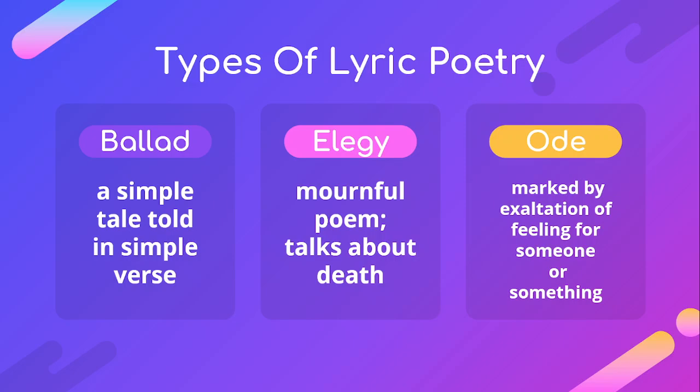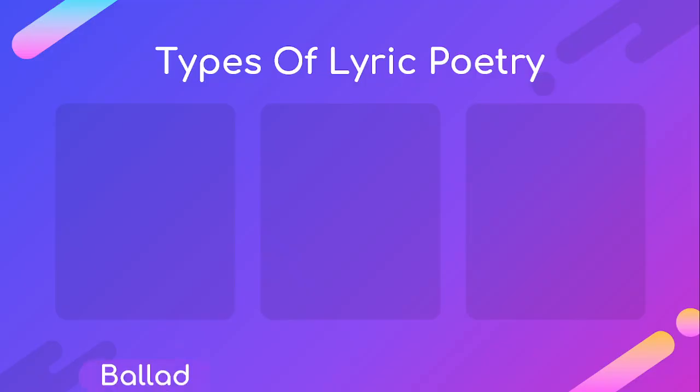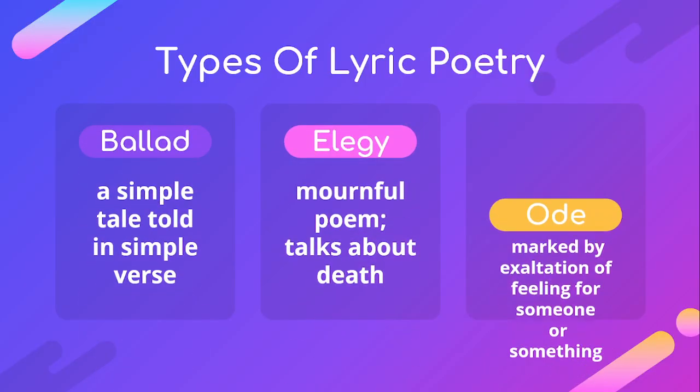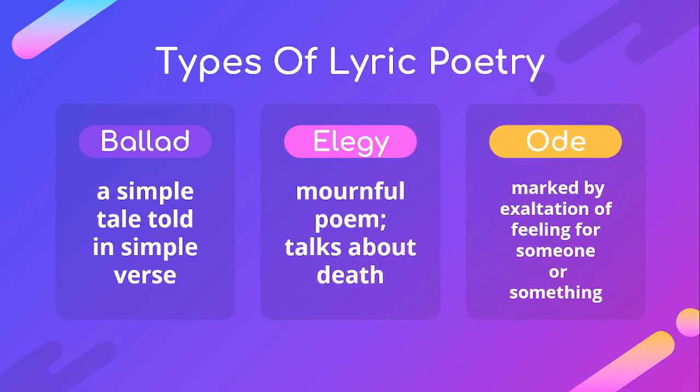To put it simply, elegy talks about the death of a person. Ballad typically talks about love towards a person, while ode addresses the message of the poem to a person or inanimate objects such as an idea.